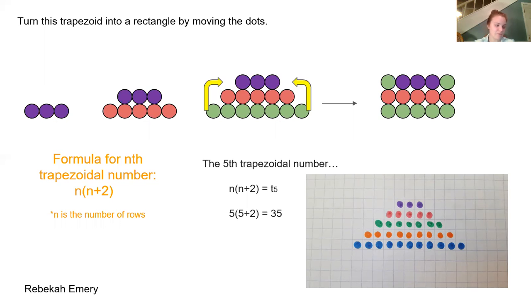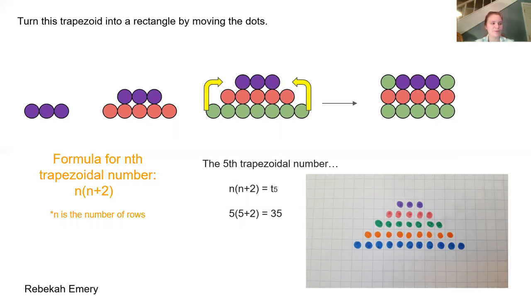Now for the second part of this problem, the first trapezoidal number is 1 row of 3 dots. We could represent this first row as n times n plus 2. Insert the number of the row in n equals 1, which would be 1 times 1 plus 2, which is 3. 3 is the first trapezoidal number in this sequence. The reason we multiply by the number of rows will be necessary as we add more rows.